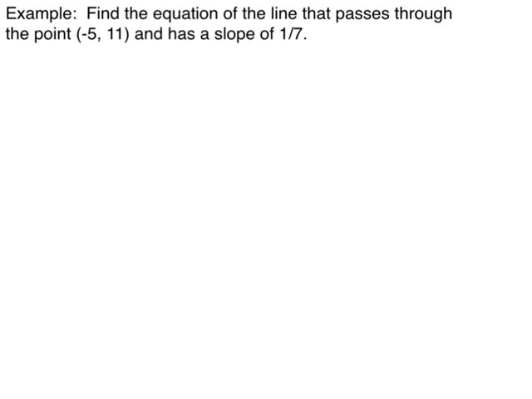Okay, in this example, find the equation of the line that passes through the point negative 5, 11 and has a slope of 1/7. Alright, so if y equals mx plus b and the slope is 1/7, now I know the y and the x, so I'm going to put those in.